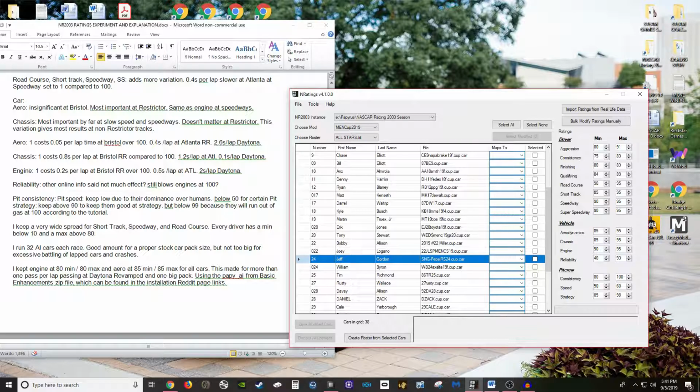Reliability. I haven't seen much difference with this either. You can put reliability at 1 and put it at 100. I haven't seen a whole lot of difference. I don't know what the end effect at the end of the day is for that.